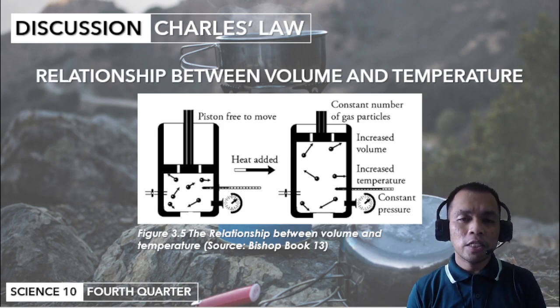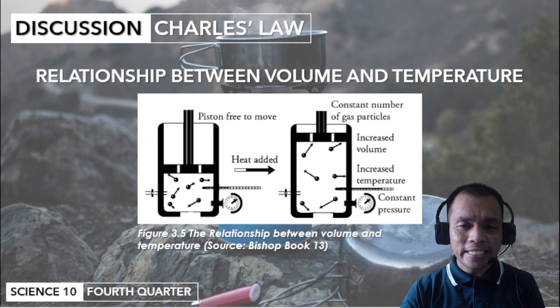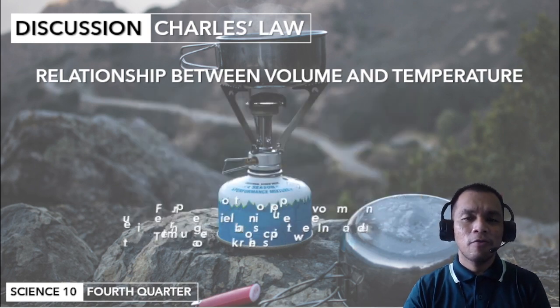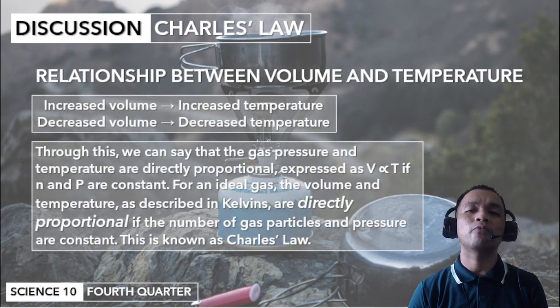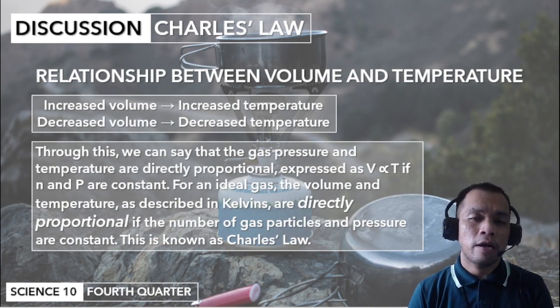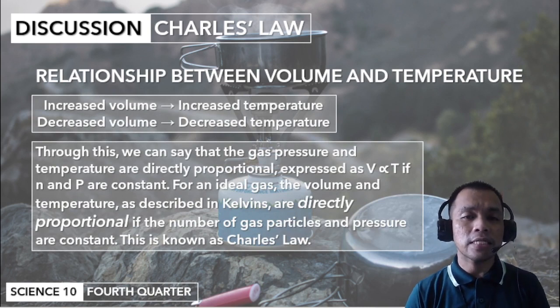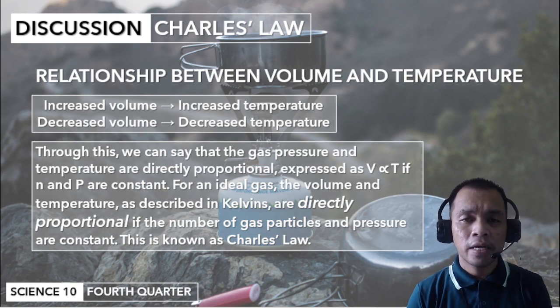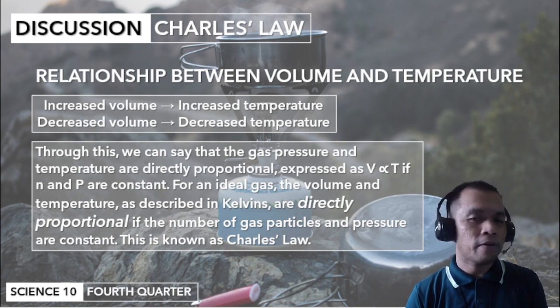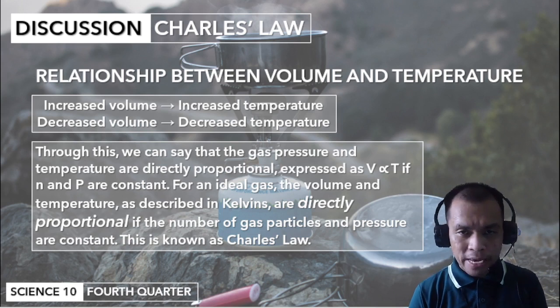So in other words, when temperature increases, the volume also increases, and vice versa. When we decrease the temperature, we also decrease the volume. Through this, we can say that volume and temperature are directly proportional, expressed as V alpha T if n and P are kept constant.